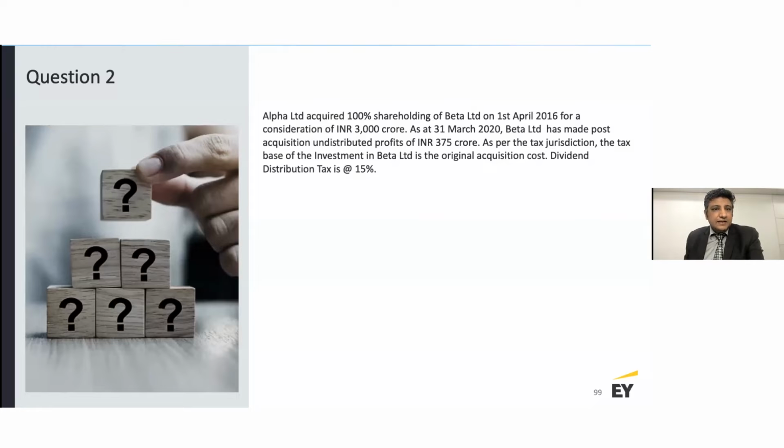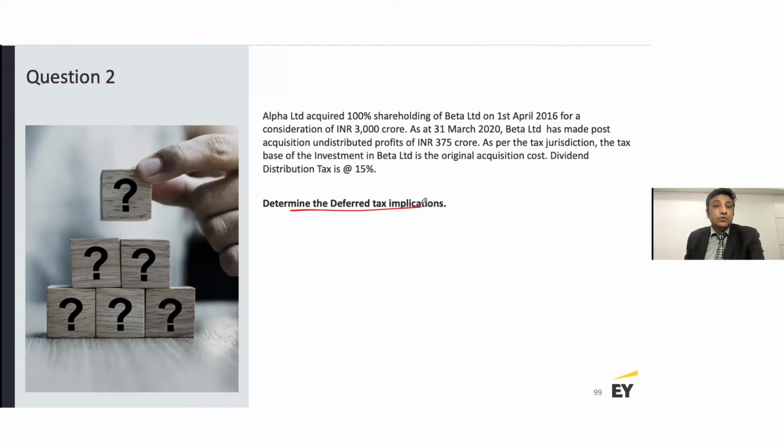It suggests that Alpha Limited acquired 100% shareholding of Beta Limited on 1st of April 2016 for a consideration of 3,000 crore rupees. As at 31st of March 2020, Beta Limited made post-acquisition undistributed profits of 375 crore rupees. As per the tax jurisdiction, the tax base of the investment in Beta Limited is the original acquisition cost. Dividend distribution tax is 15%. The requirement is to determine the deferred tax implications.